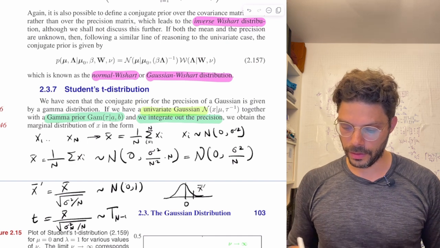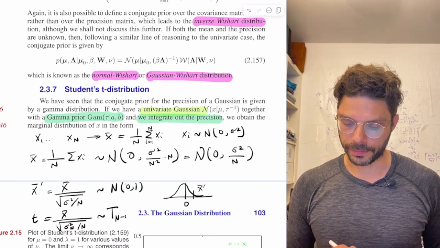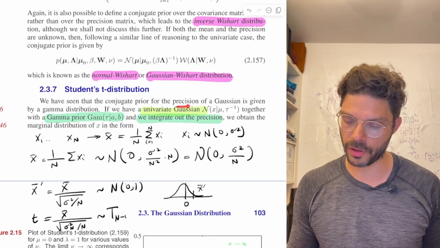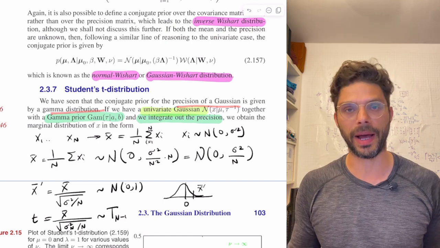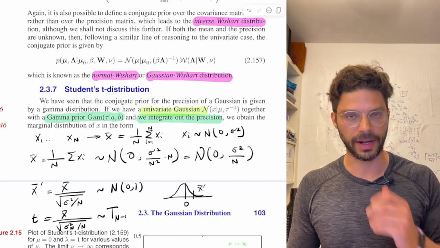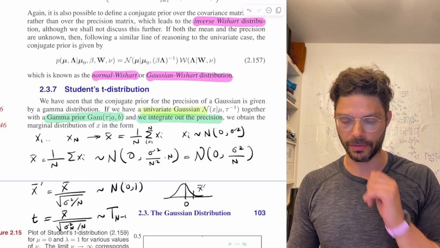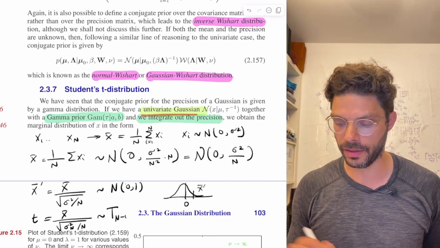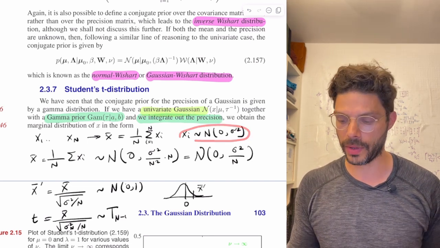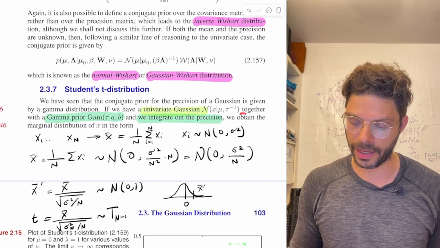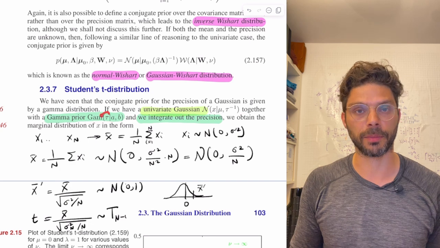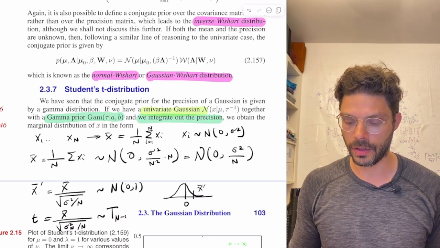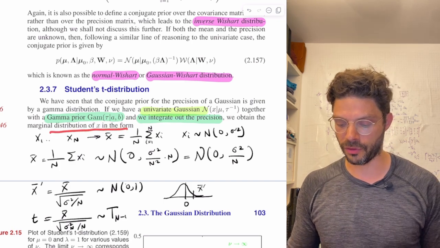So, okay. What does he say? He says, look, we have seen that the conjugate prior for the precision of a Gaussian is given by a gamma distribution. So go back to section 2.3.6, the previous section, if you need a refresher on that. Now he says, okay, if we have a univariate Gaussian, together with a gamma prior on the precision, and we integrate out the precision, we obtain the marginal distribution of x in the form so and so.